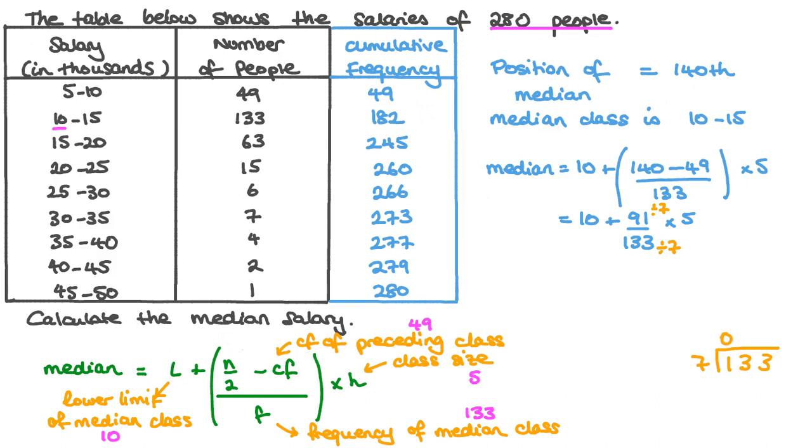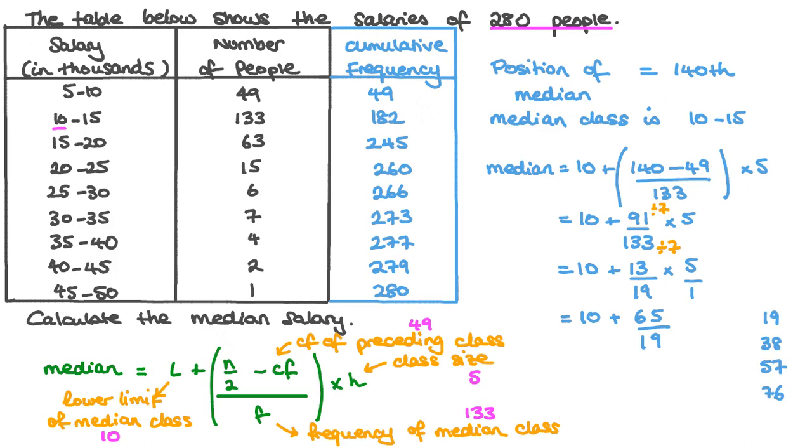7s into 1 doesn't go, so instead we work out how many 7s make 13. It's 1 remainder 6. And 9 7s make 63. Our fraction simplifies to 13 over 19. The next thing we'll do is multiply 13 over 19 by 5, and to do so we write 5 as 5 over 1, then we can simply multiply the numerators and the denominators. That gives us 10 plus 65 over 19.